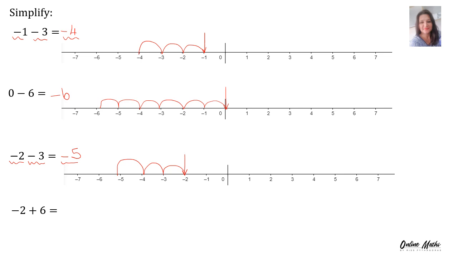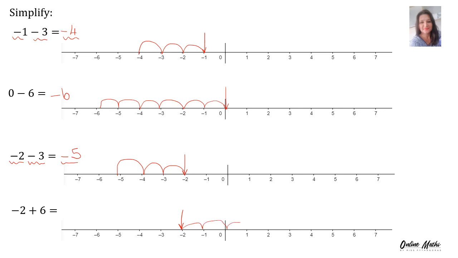And then the last one, negative 2 plus 6. So you start at negative 2, and now that it's plus, you go to the right 6 units. So you start at negative 2, 1, 2, 3, 4, 5, 6, and the answer is 4. Or you can say, you have 6, you owe me 2, you pay me 2, therefore you have 4 now, plus 4.